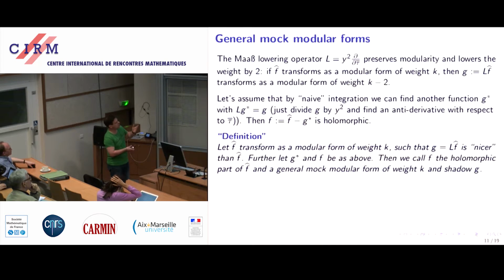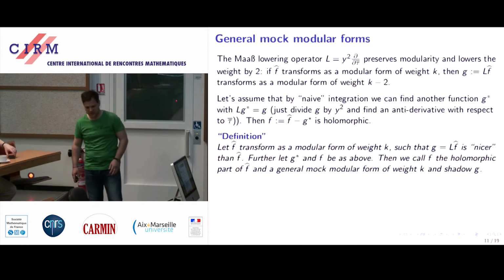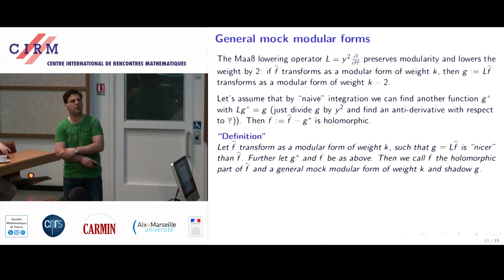I call it a definition because, yeah, it's a bit vague. I don't tell you exactly how to use naive integration. There's a word "nicer" in here, which also is not so clear what exactly that means. So what is my definition here? I'm assuming I have such a modular object, f hat.